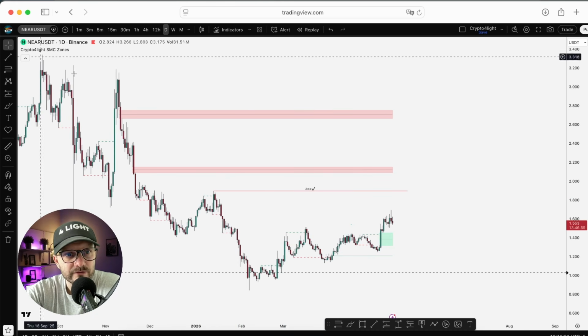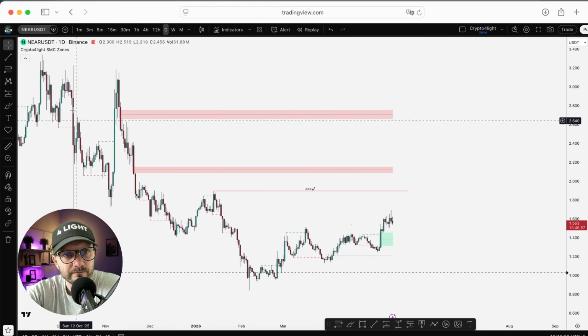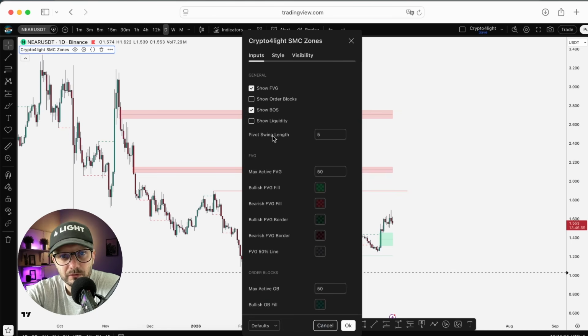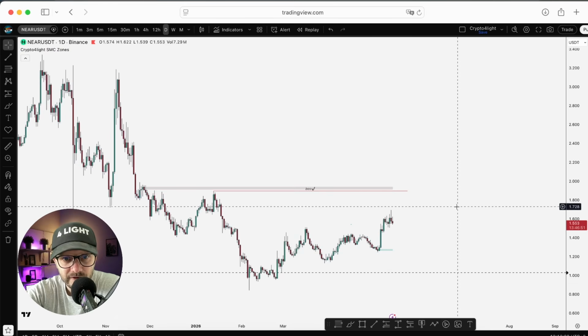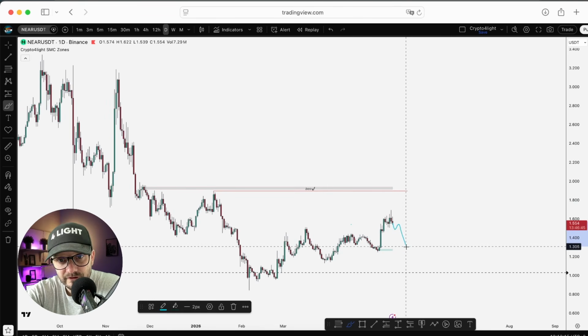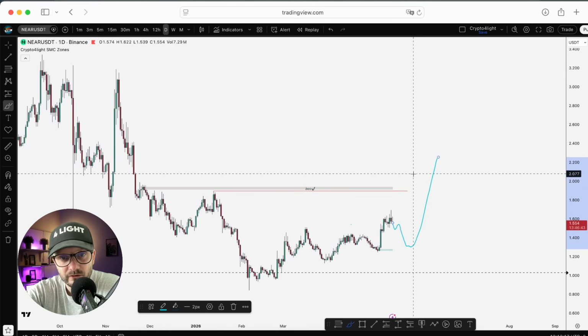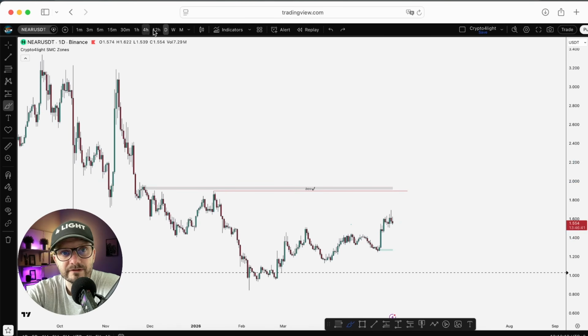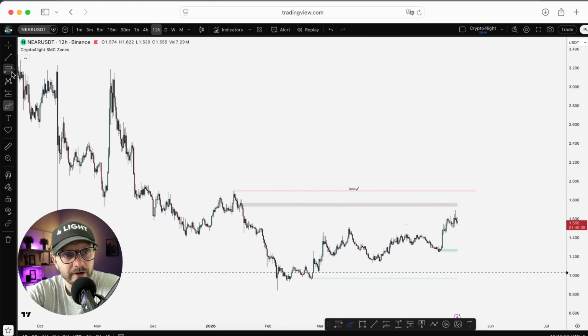I recommend you use this indicator, Smart Money Concept zones, to determine the local and the global zones. Let's turn on the order blocks and the liquidity under this order block and this one. So once again, I wish to see something like this one and go higher. So it's like for a try, right?